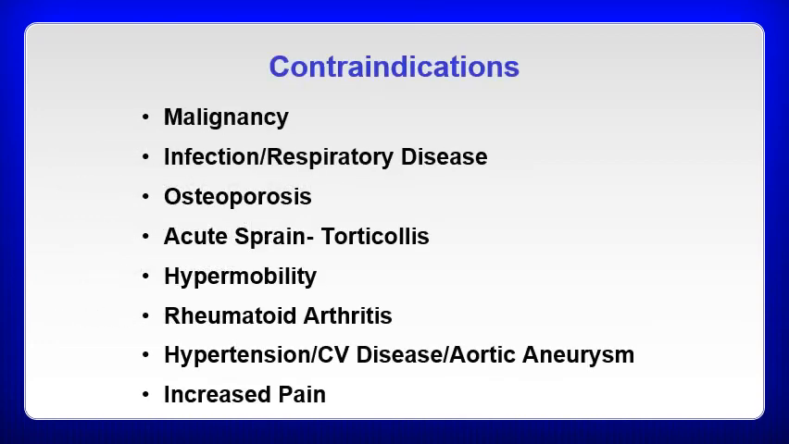Your contraindications: malignancy, so cancer in and around the spine, infection or respiratory disease, osteoporosis. If you have an acute sprain, so for instance, a torticollis or a wry neck in the cervical region, you would not do traction. If there's hypermobility, because think about it, you don't want to traction it because you're going to be making the hypermobility worse. Rheumatoid arthritis, any type of hypertension, cardiovascular disease, aortic aneurysm, and any type of increased pain associated with the traction.